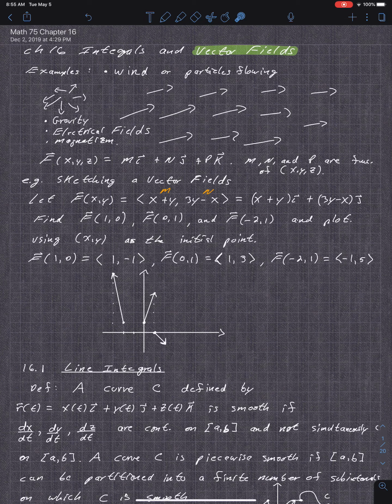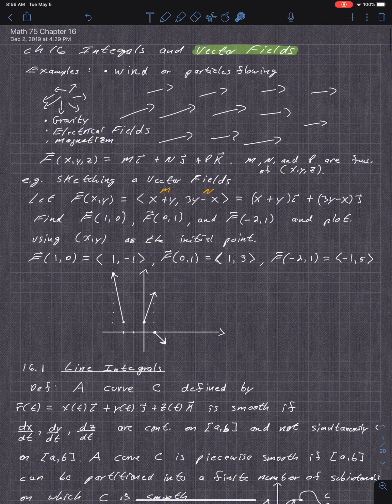So this is the basic form we define a vector field with, usually capital F or G of x, y, z, and then M i, N j, and then P times k, where M, N, and P are functions of x, y, z. So your input is in 3D, right? So some point in space, and your output is a vector in space, right? That's a vector function.